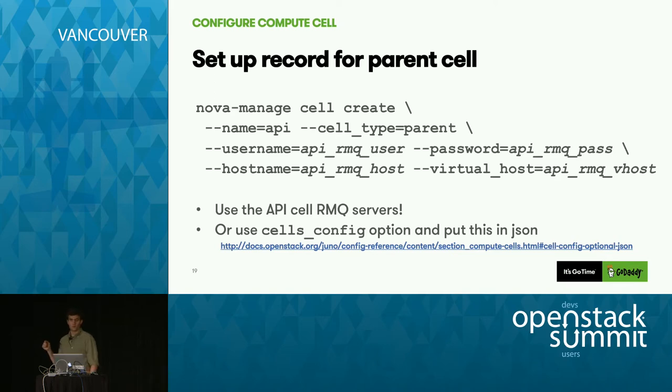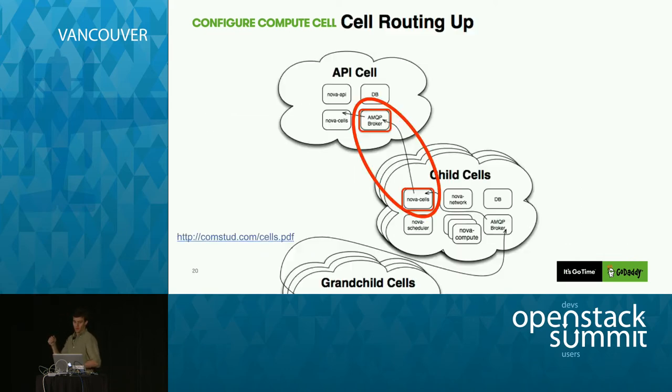You can also just populate that information directly in a JSON file that sits directly on the machine, which, depending on the setup, may or may not be easier. So a couple different ways to do that. But the important thing to note here is that we're configuring this in the compute cell, in that lower level cell, and what we need to do is tell it about the rabbit servers for the API cell at the top. Because what we're actually doing is configuring this communication path here, so we're configuring that lower level cell to understand, have visibility, and know where its parent is so it can do this routing up mechanism for the RPC calls.